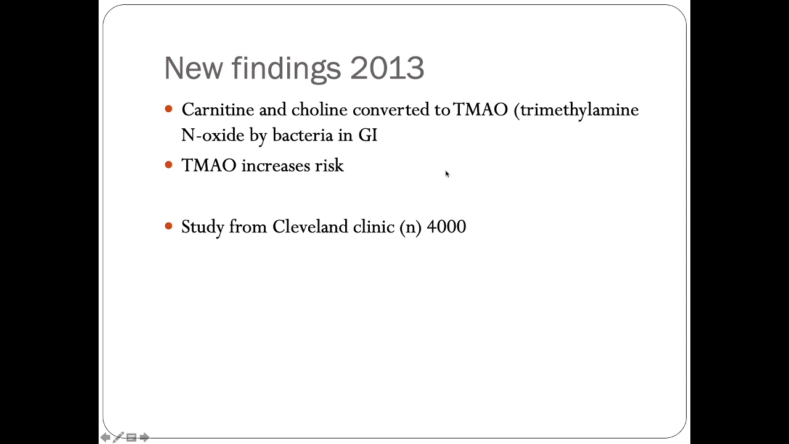So, another finding from 2013 found that carnitine and choline, which are found primarily in animal products, are converted to something called trimethylamine N-oxide by bacteria in your GI tract. And this increases your risk of heart disease as well. So, just one more thing to worry about.